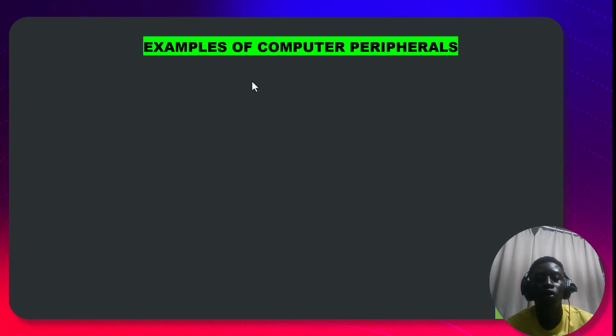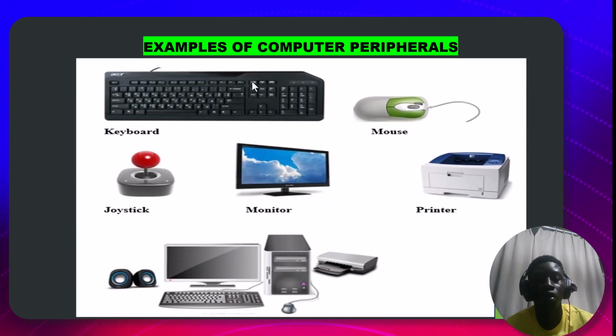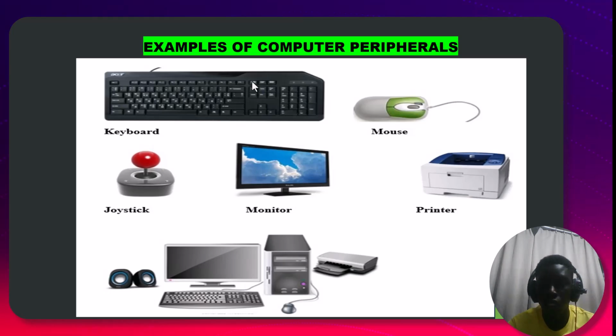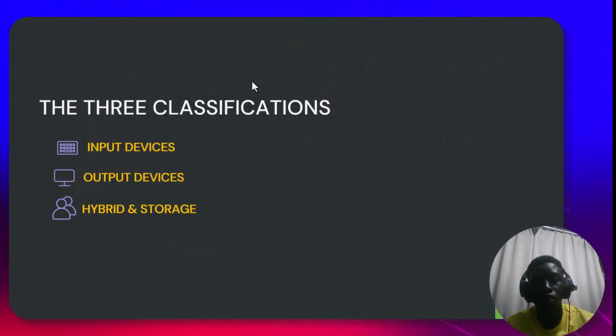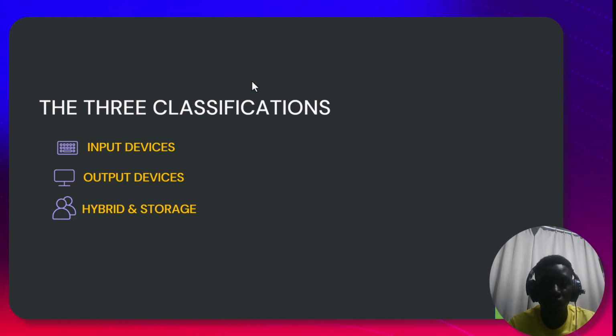So let's now go to the examples of computer peripherals. So we have the keyboard, the mouse, and the joystick, the monitor, the printer. They are all examples of computer peripherals. So we also have the classifications of peripherals. We have the input devices, the output devices, and the hybrid, the storage devices.